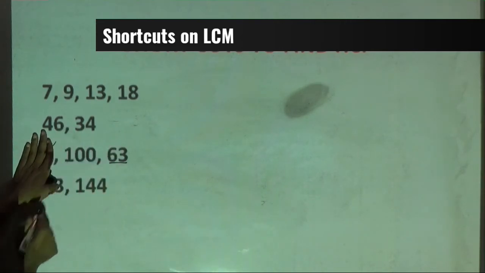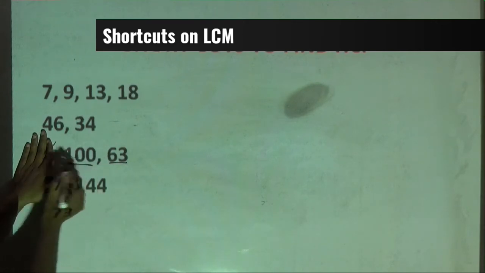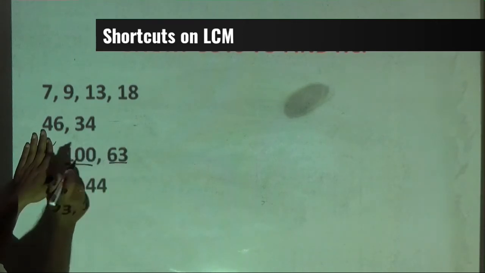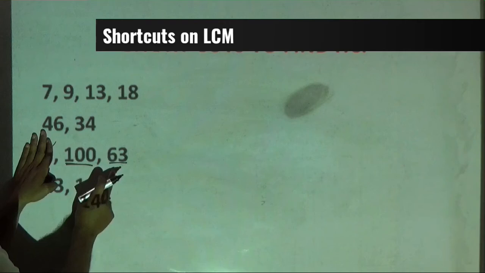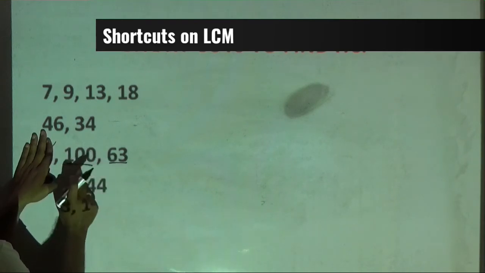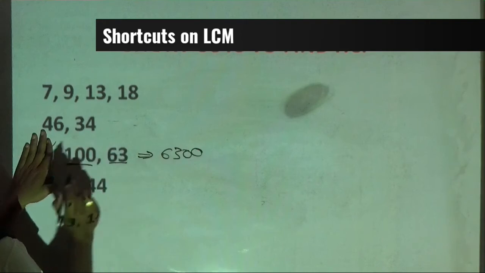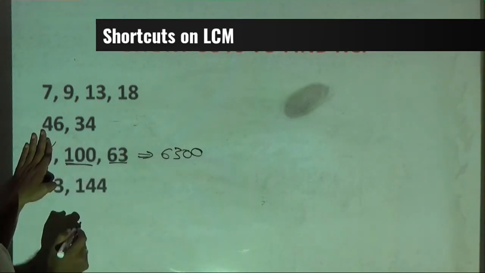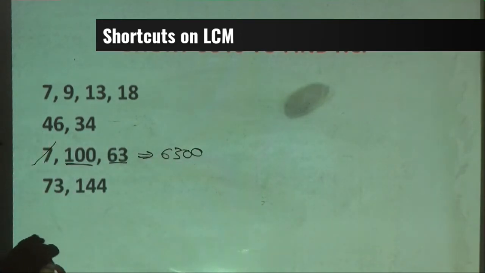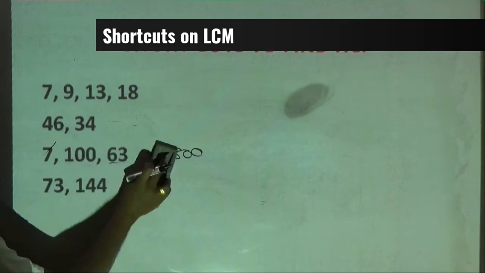Now, for 100 and 63, which is the biggest number? 100, right? Okay, can you divide 100 by 63? No. So the number whose multiples we take is 63, and 6300 is divisible by 63. Therefore, what is your LCM? 6300. Very simple. Okay, through observation I did it.